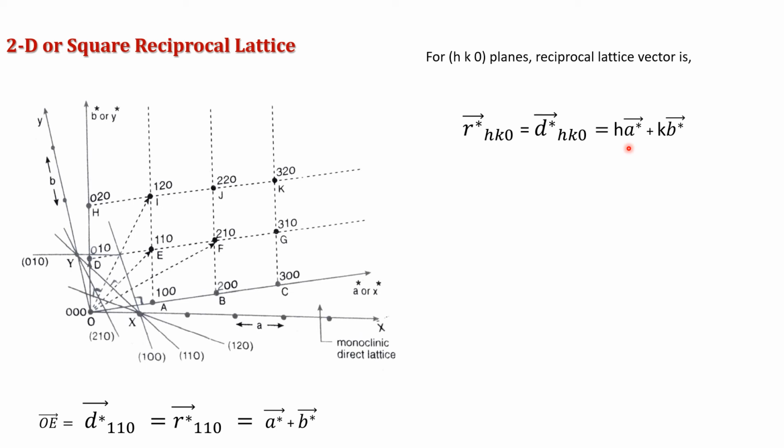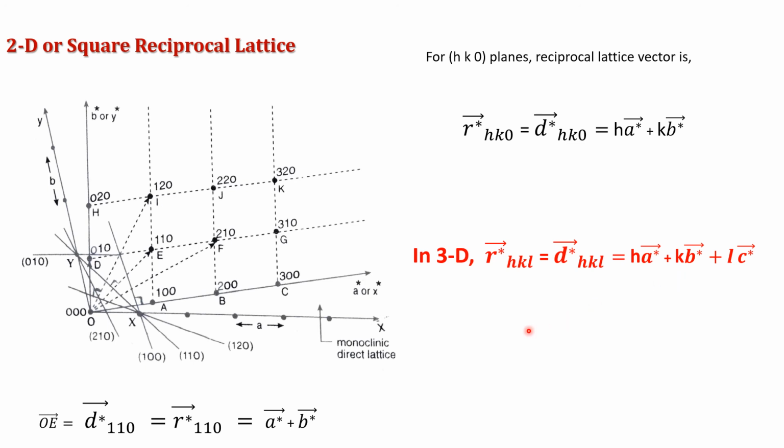Now we extend the two-dimensional reciprocal lattice into three dimensions. In the three-dimensional reciprocal lattice, we get a reciprocal lattice point for the HKL plane. That means the reciprocal lattice point is the result of traveling H units along the A star axis, K units along the B star axis, and L units along the C star axis. The resulting vector d star HKL becomes H A star plus K B star plus L C star.